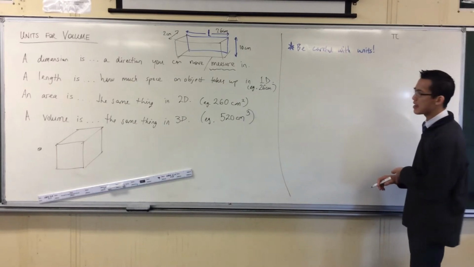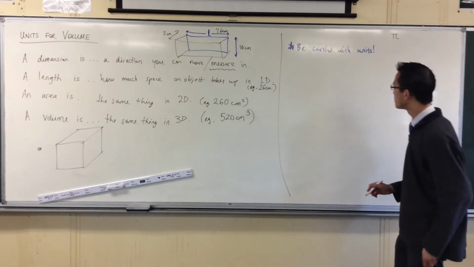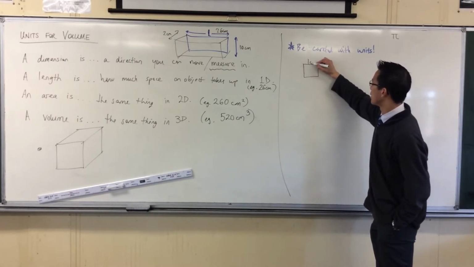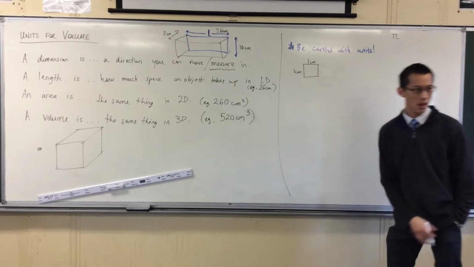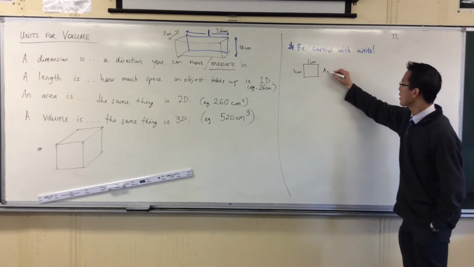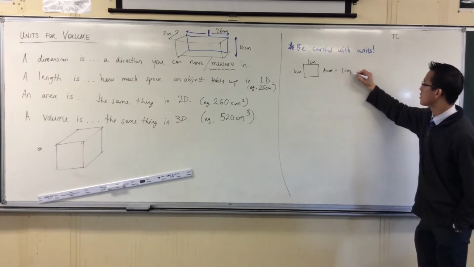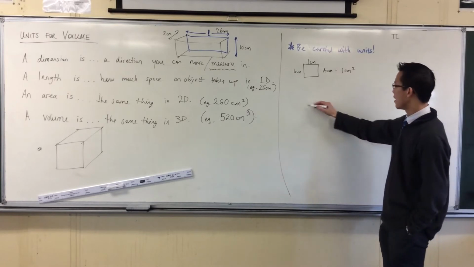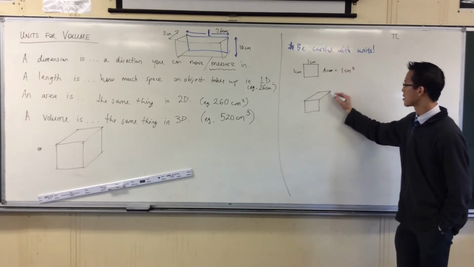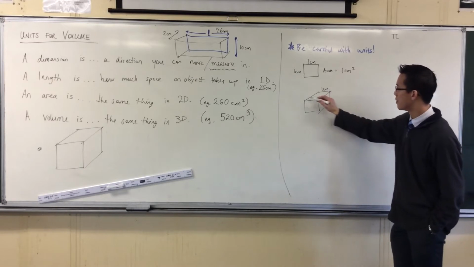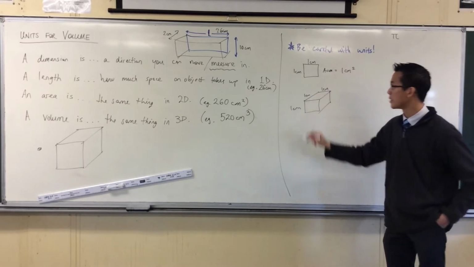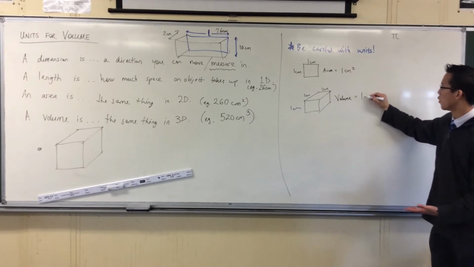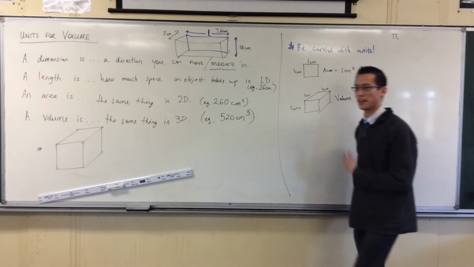If I have a square that is 1 centimeter by 1 centimeter, so you can draw this along with me, its area is 1 centimeter squared, right? And if I have a cube that is 1 centimeter by 1 centimeter by 1 centimeter, its volume is 1 centimeter cubed, 1 cubic centimeter, okay?